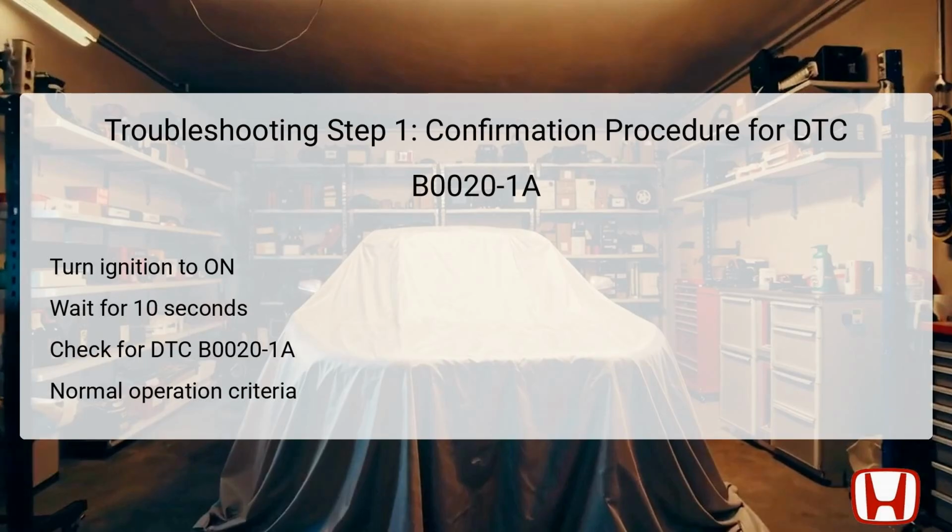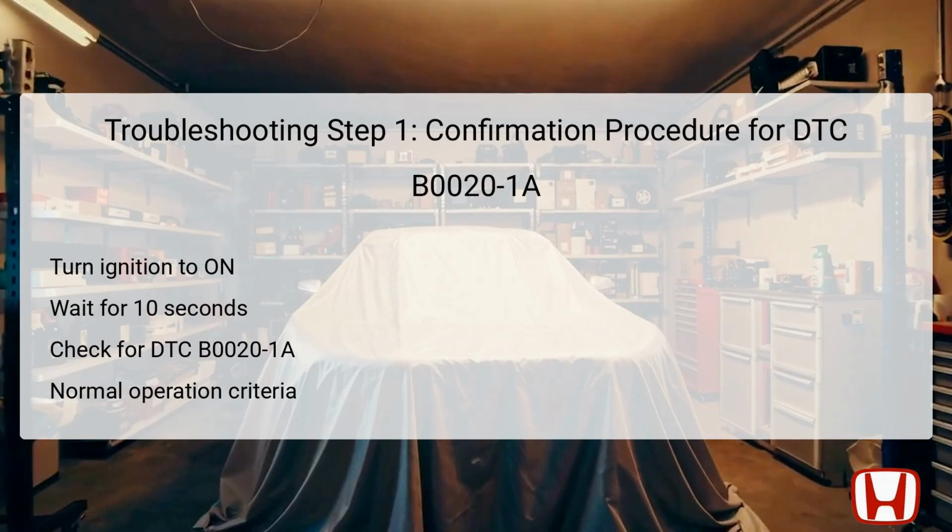The first troubleshooting step involves the confirmation procedure to validate the presence of DTC B0020-1A. Begin by turning the vehicle's ignition to the on position, keeping in mind to avoid starting the engine. Once the ignition is on, you need to wait for approximately 10 seconds to allow the SRS system to initialize. After this waiting period, check the diagnostic trouble codes recorded by the SRS unit.